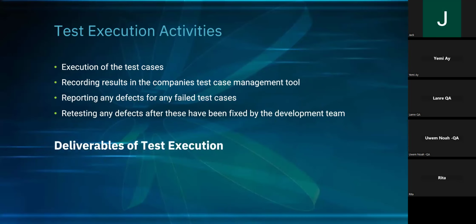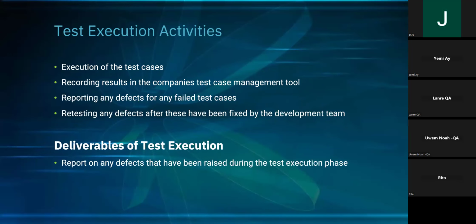What are the deliverables of the test execution? One, reporting on any defects that have been raised during the test execution phase. Two, an overall summary of the test case results. Those are the major things that you do. Test cycle closure.